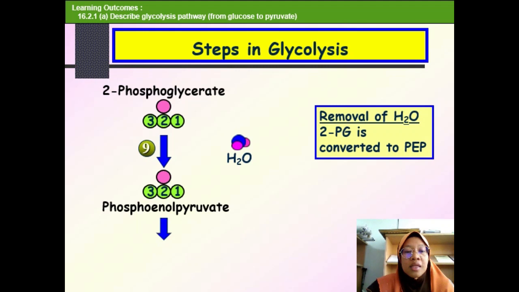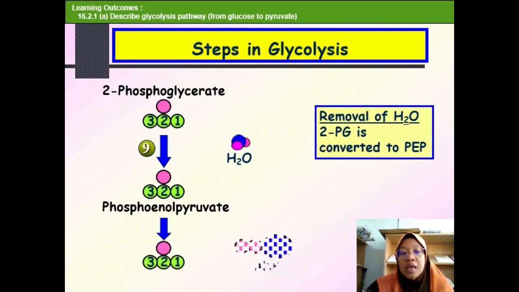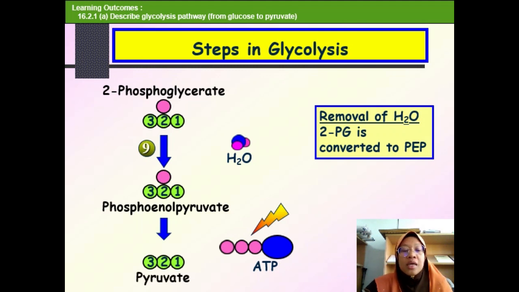Then, the last one still has a phosphate group. You remove its phosphate group and give it to ADP. So ADP gets the phosphate and becomes ATP. Since the molecule gives its phosphate group directly to ADP, this is also called substrate level phosphorylation. And the molecule produced here is pyruvate, which has 3 carbon atoms. So that is steps 1 to 10 in glycolysis.